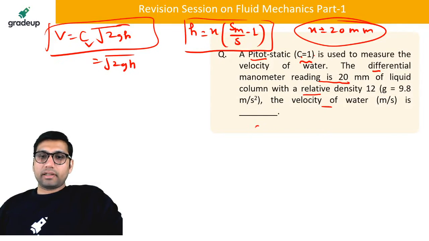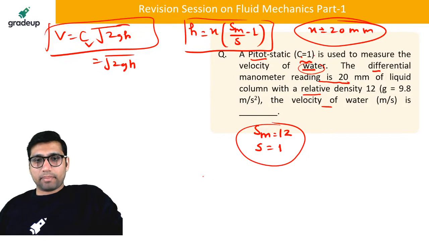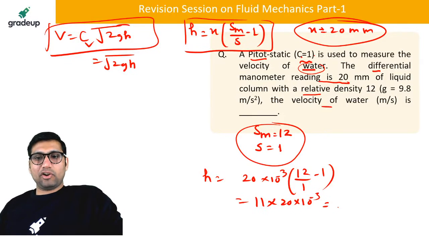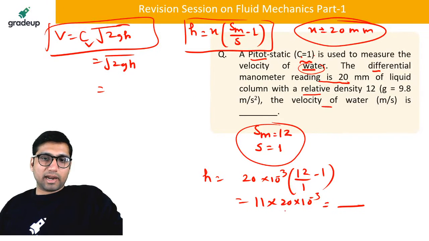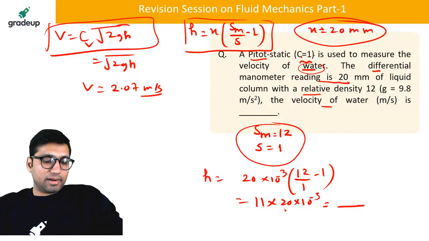Relative density is also given. The relative density of the manometric fluid is given as 12, and the fluid inside the pipe is actually water, so S is equal to 1. It is very simple. h will be equal to 20 into 10 power minus 3 into (12 by 1 minus 1), that is 11 into 20 into 10 power minus 3. Just put the value of h here and you will get the velocity as 2.076 meter per second. Yes, that is the answer you will be getting.